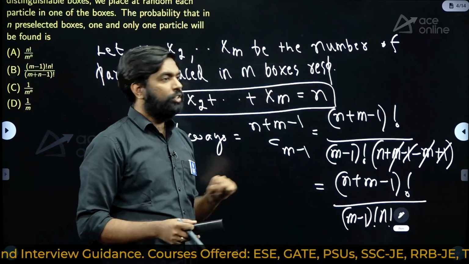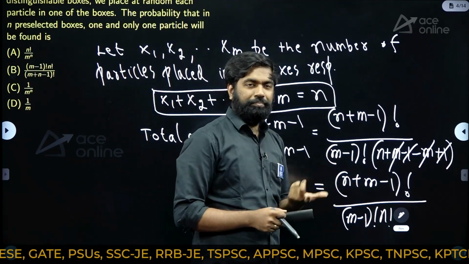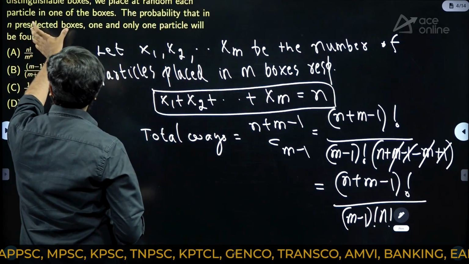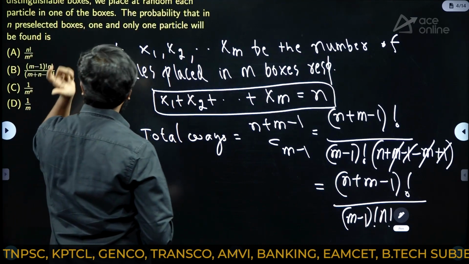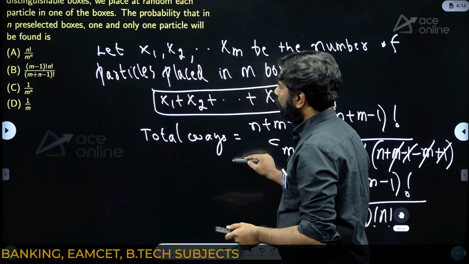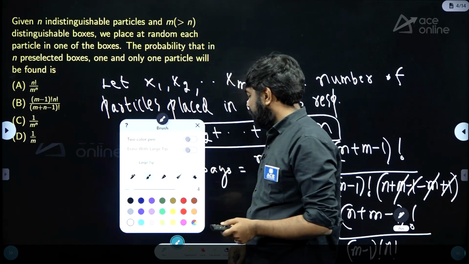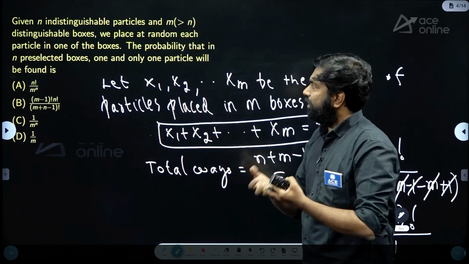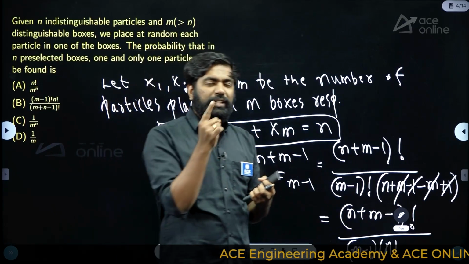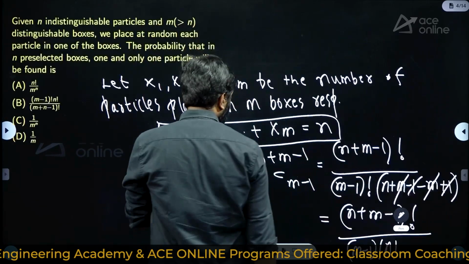We are not yet done. This is the total number of ways, so when you try to find the probability, in the denominator you will see this term. Now what's the question? The probability that in n pre-selected boxes, one and only one particle will be found. This is quite confusing as well; when I read this, I took some time understanding what exactly this statement means. He says that when you select n boxes, what's the probability that in each box exactly one object is there? So we found the total ways.